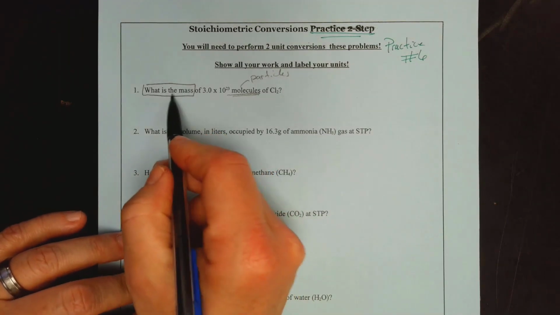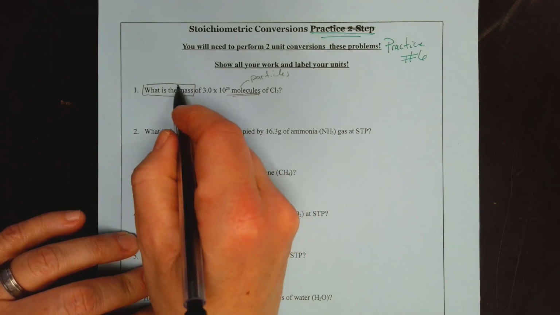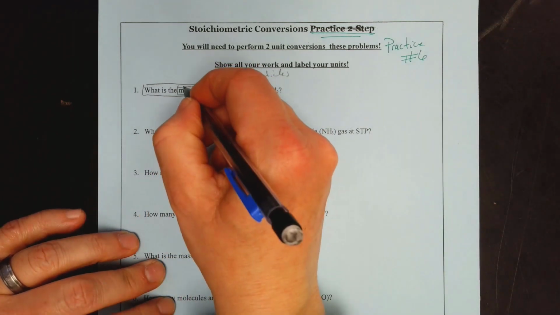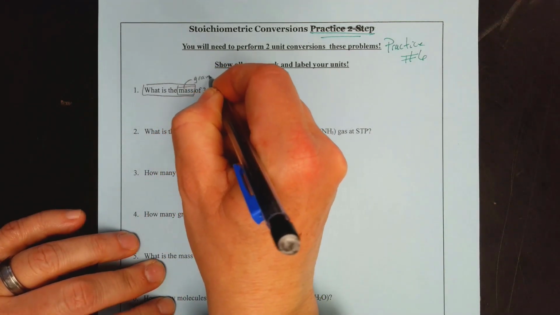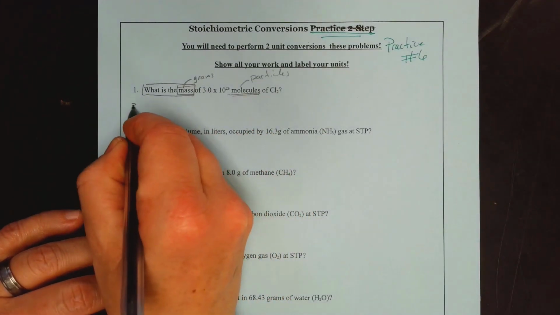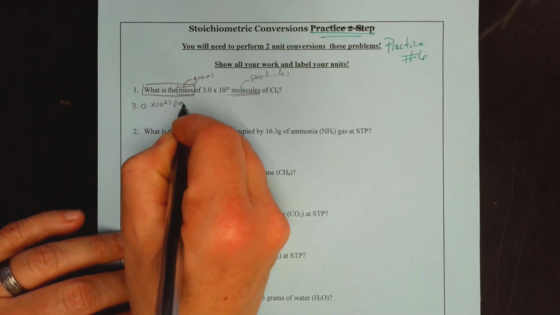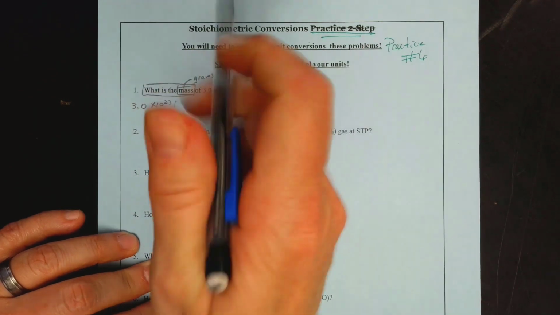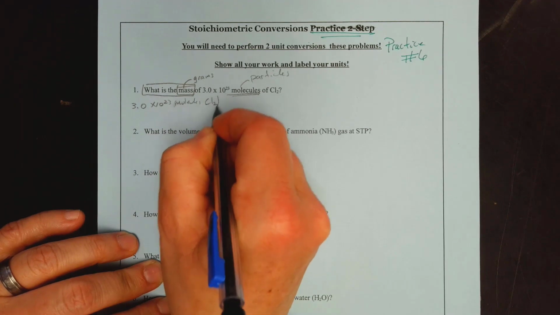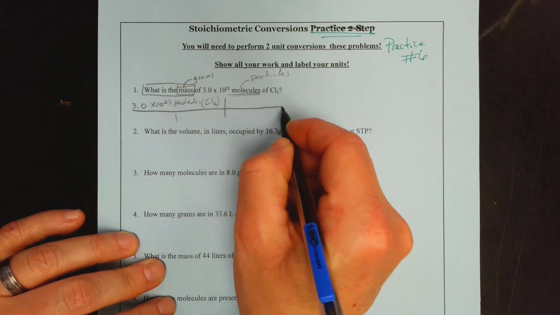Like I always do, I always start with what I have to find. I have to find mass, which means that my final unit, when I write my answer and circle it, should be grams. So I'm starting out with particles. Let's write out what I'm starting with: 3.0 times 10 to the 23rd particles, or in this case, molecules of Cl2. I'm going to set that over 1.